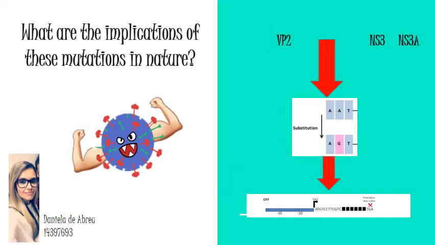The viral structural protein VP2, responsible for viral attachment and entry into the host cell, as well as non-structural proteins NS3 and NS3A, controlling replication, undergo frequent A to G substitutions during transmission. These substitutions have been found to introduce premature stop codons within the protein sequences, therefore rendering them non-functional, leaving the virus unable to attach and enter its host.